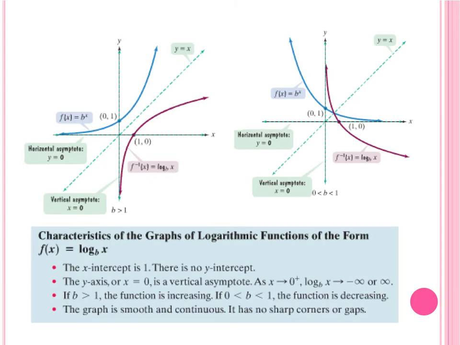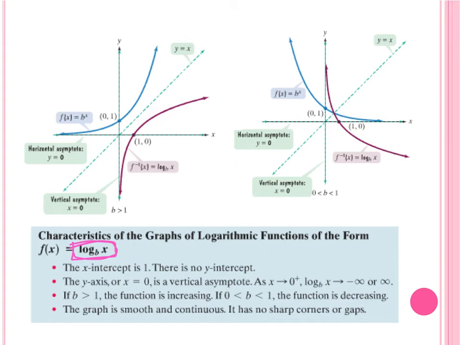So characteristics of the graphs of logarithmic functions of the form log base b of x. The x-intercept is going to be 1 and there is no y-intercept. So anytime it's in this basic form, our x-intercept is 1 and there is no y-intercept. So it's the inverse of what we were doing before. So before our y-intercept was 1, we had no x-intercept. Now our x-intercept is 1 and we have no y-intercept.